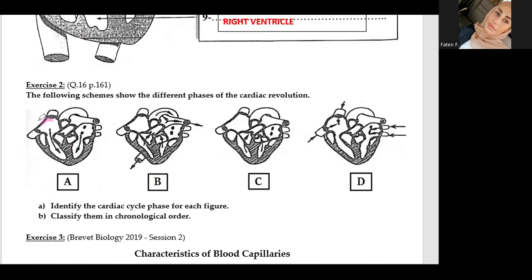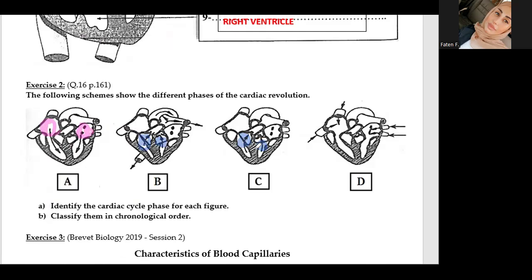First, here the blood is flowing from the auricles to the ventricles. This is auricular systole, because during auricular systole the blood moves from the auricles towards the ventricles. If you look at B and C, the blood is moving from the ventricles to the arteries. Also right here, from the ventricles to the arteries.